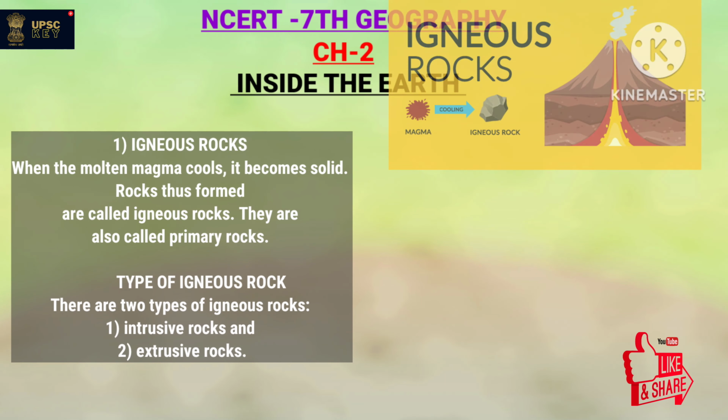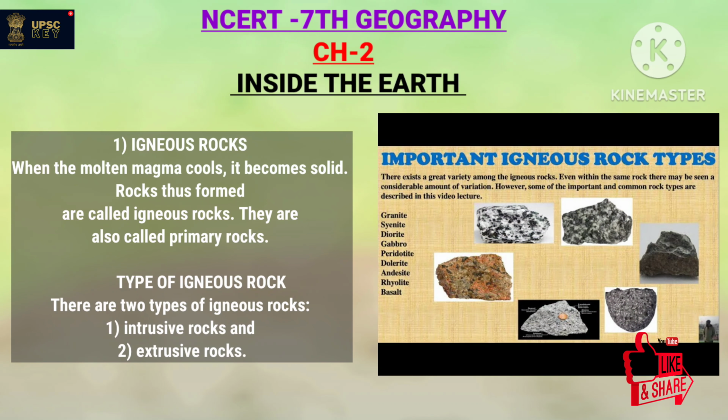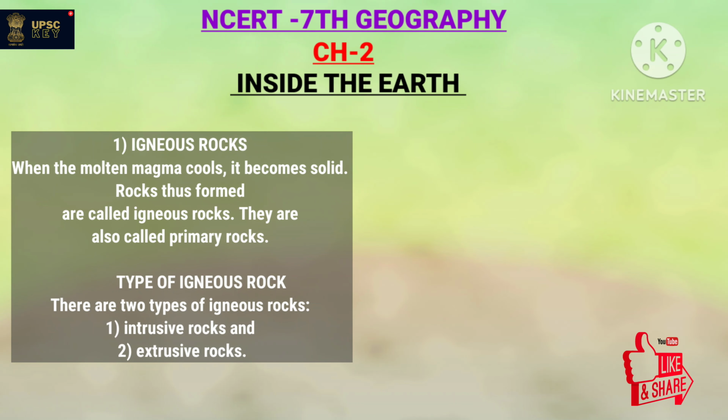The first is igneous rocks. When molten magma cools, it becomes solid, and rocks formed thus are called igneous rocks. They are also called primary rocks. The igneous rocks are of two types. First is intrusive rocks and second is extrusive rocks.